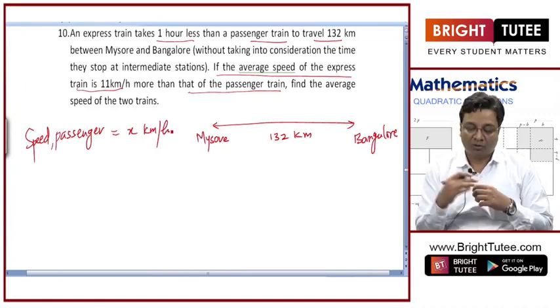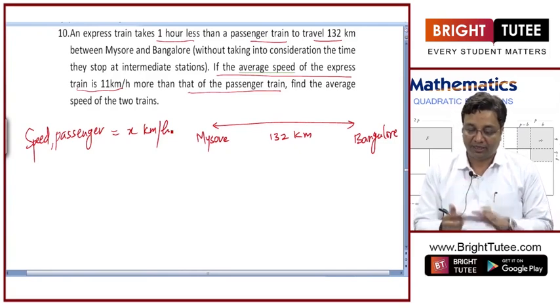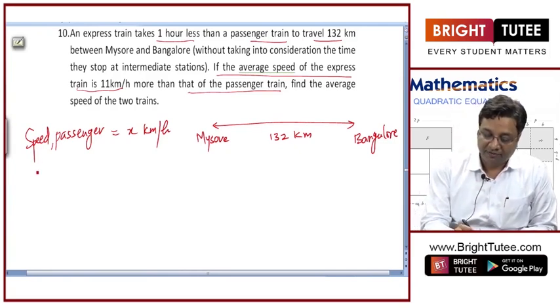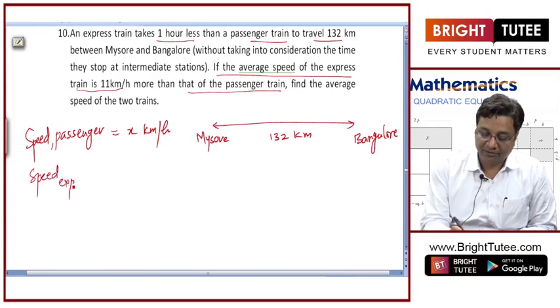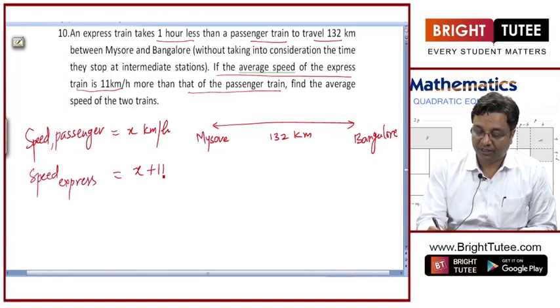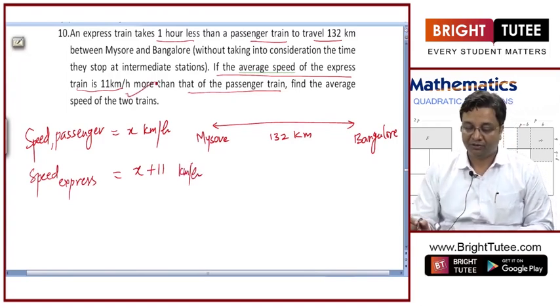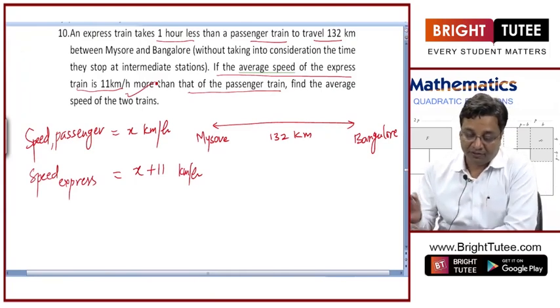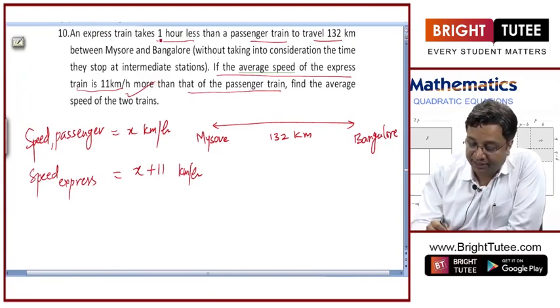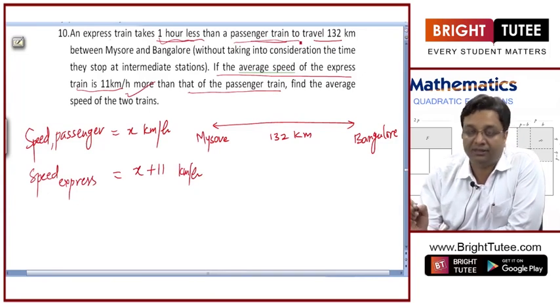The average speed of the passenger train is x km per hour. Then the average speed of the express train will be how much? x plus 11 km per hour, right? This information is given in the question. And what else is given? That the express train takes 1 hour less than the passenger train to travel this distance.